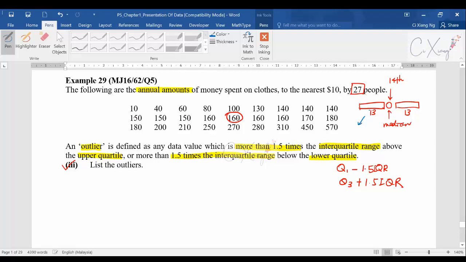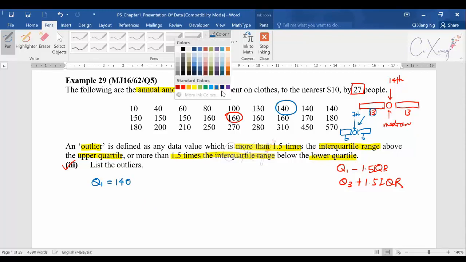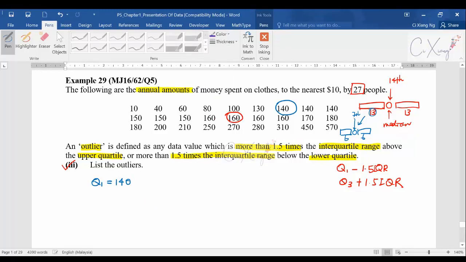For the 13 here, I split it again, becoming 6 and 6. 6 plus 6 is 12, so the center value, the 7th value, will be your Q1. You count 1, 2, 3, 4, 5, 6, 7. Here you can write it out first: Q1 is equal to 140. So what is your Q3? Q3 will be the 7th number after the median. You count 1, 2, 3, 4, 5, 6, 7. So your Q3 should be 210.